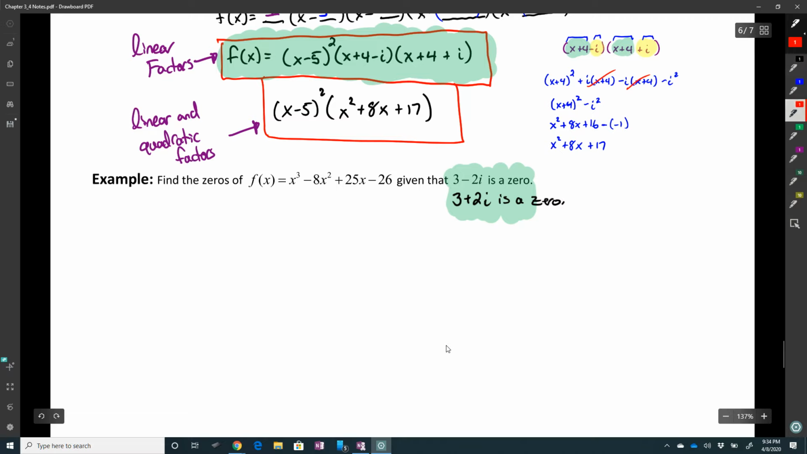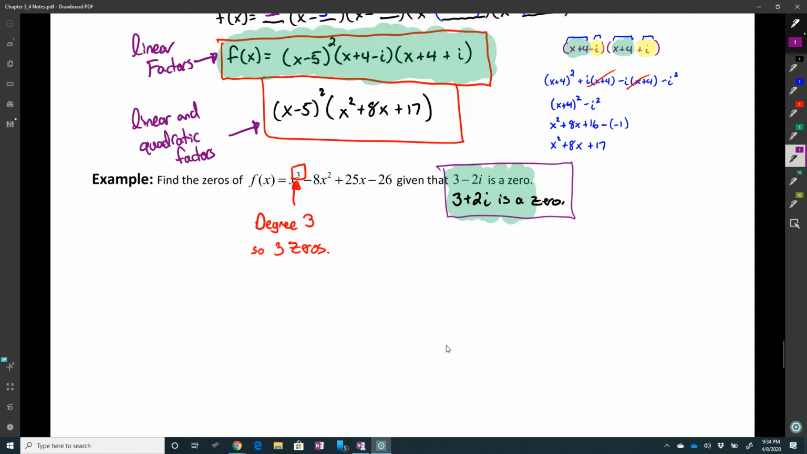Now, looking at the equation, we notice that it's degree 3. Degree 3 means there are 3 solutions, not x-intercepts, but 3 zeros. Well, I already have 2 of them right here, so I just have to find the missing one. There are different ways to go about this.